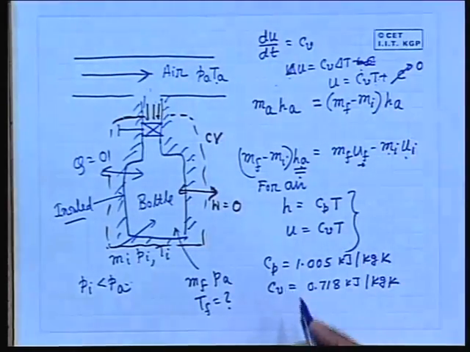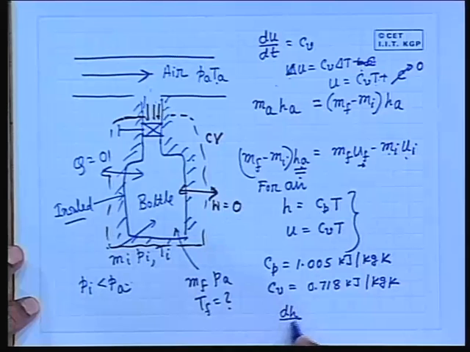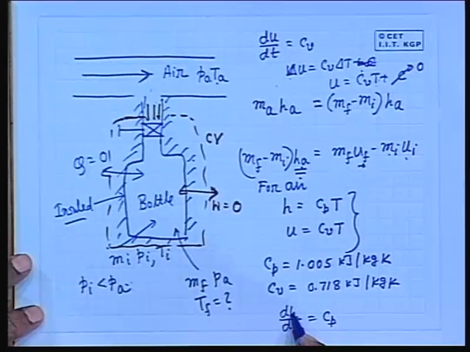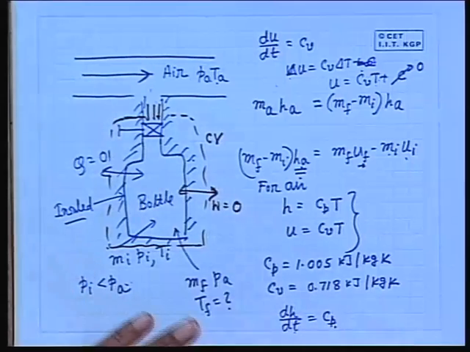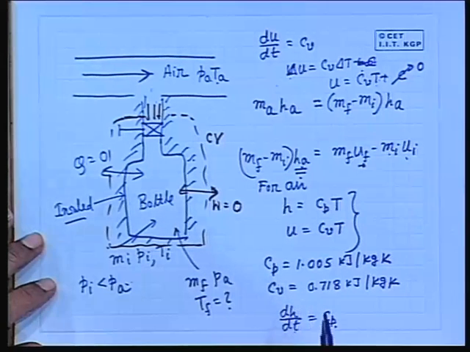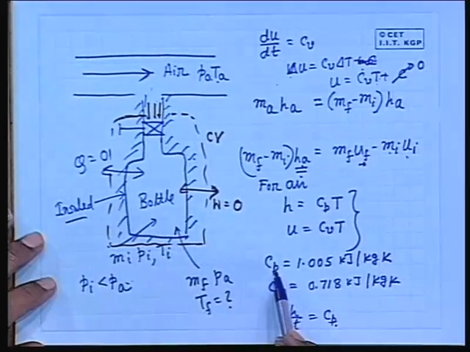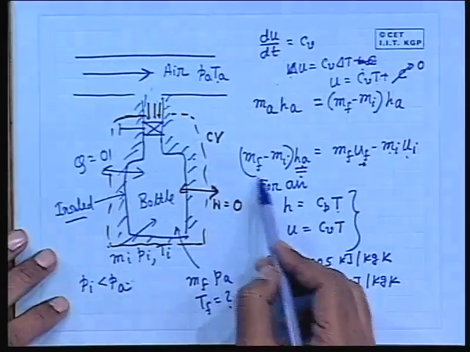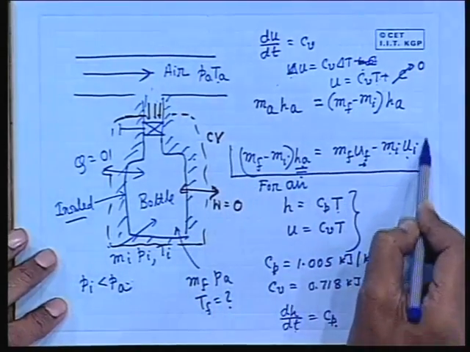In a similar way, for an ideal gas dH/dT is Cp. I am not writing del H del T at constant pressure, because H is not a function of pressure, it is only a function of temperature. So I can write dH/dT, and it will become Cp. If we integrate it, we get delta H is Cp delta T, or H is simply Cp into T, considering H is 0 at T equal to 0. So H is Cp T and U is Cv T. If these property relationships are known, I can utilize this formula to find the temperature.